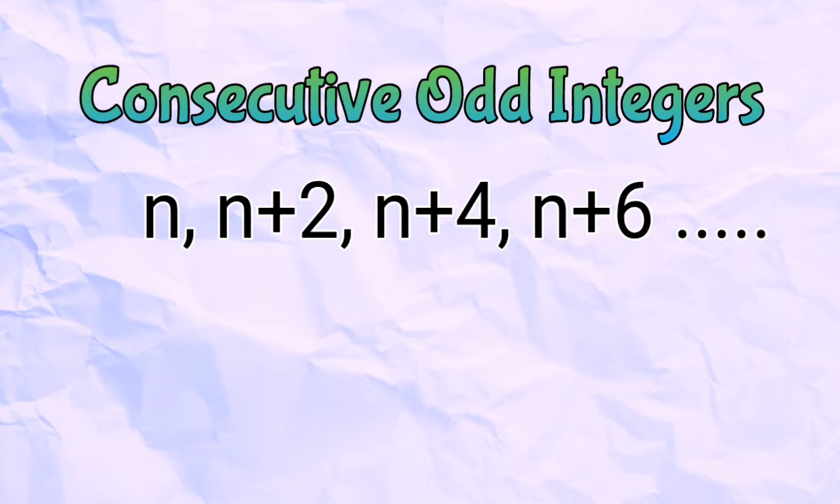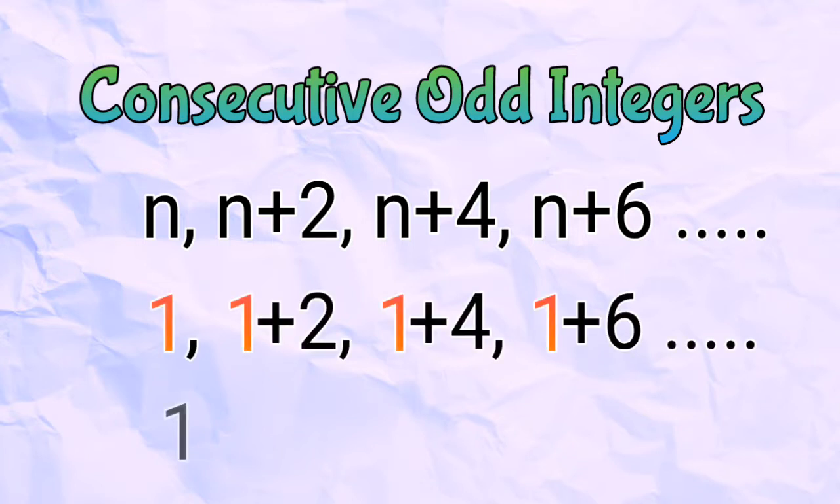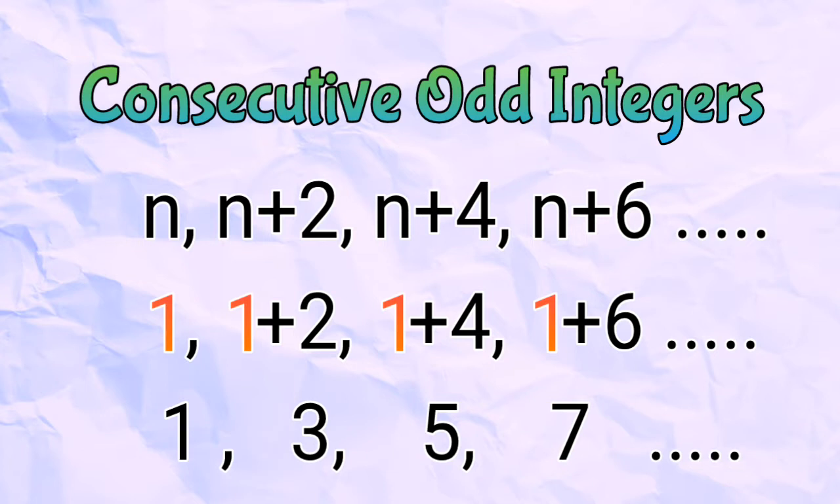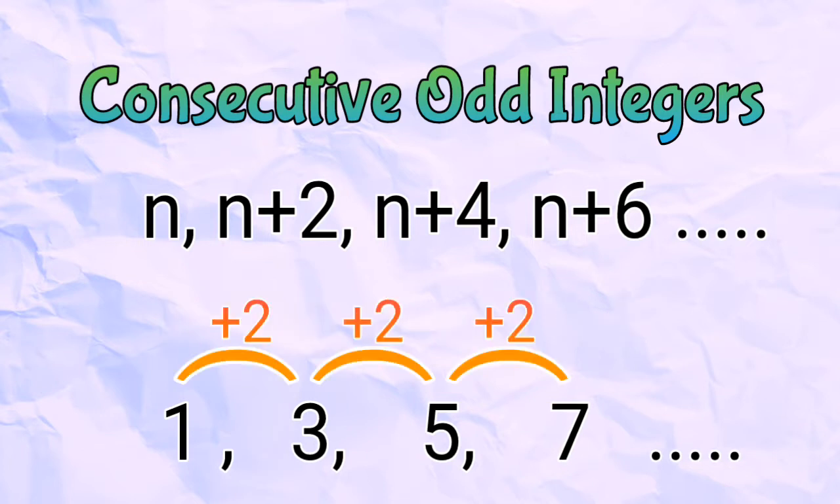Suppose that n equals 1. Then we get 1 plus 2 is 3, 1 plus 4 is 5, and 1 plus 6 is 7. It works out because odd integers are all 2 units apart.